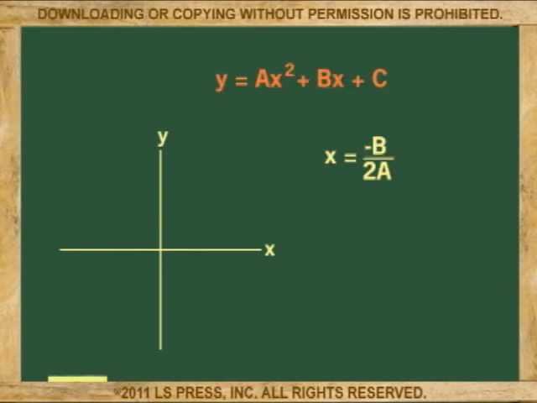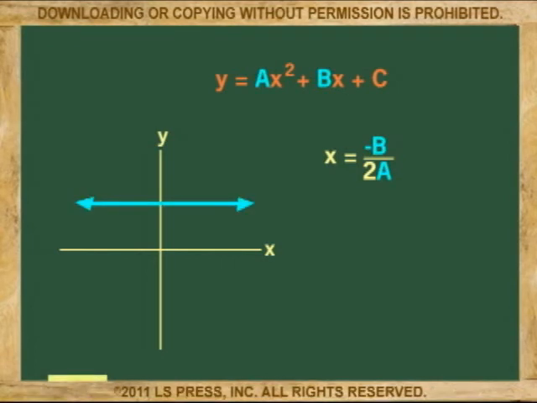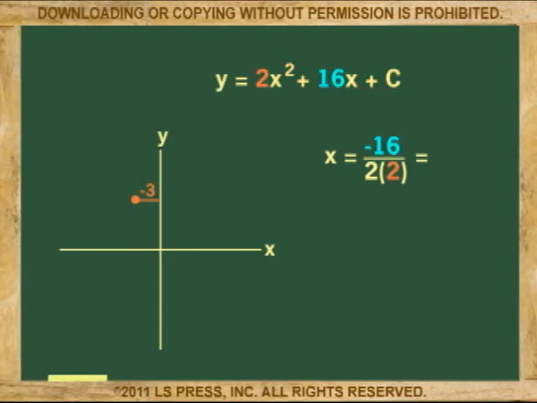Examining the standard equation for the vertex, we see that if the value of b is high compared to a, the vertex is farther away from the y-axis. So if b is 6 and a is 1, the x value for the vertex is negative 3. And if b is 16 and a is 2, the value for the vertex is negative 4, and so on.